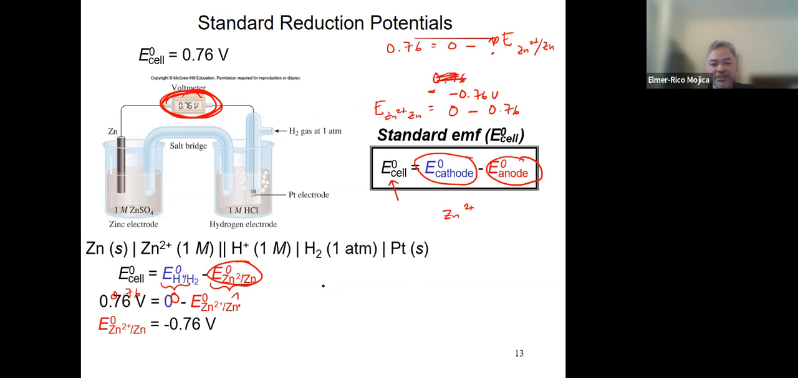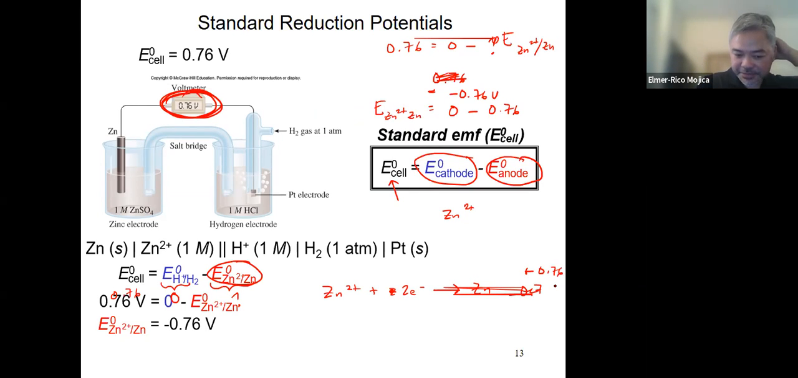So what does this mean? If you have a reaction like this, that is just equal to negative 0.76. You don't need to memorize that. That will be given to you. Okay, now let's go to the other one.